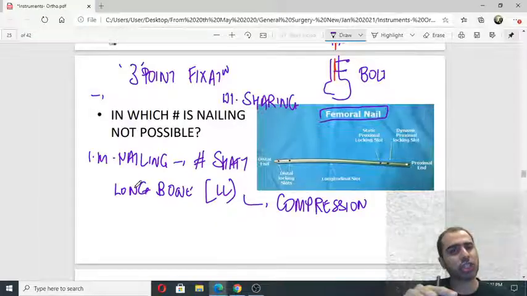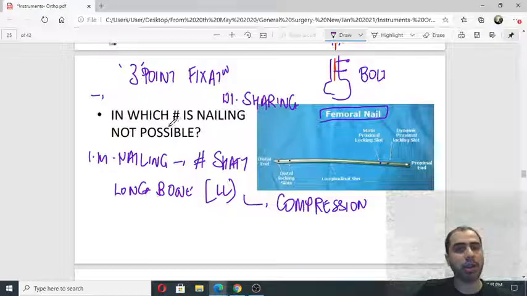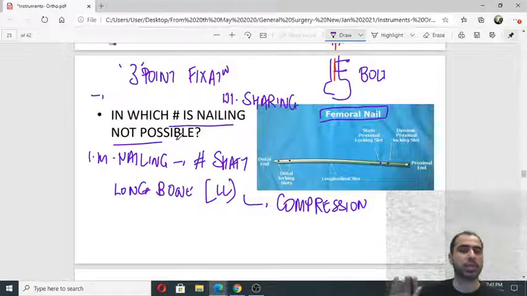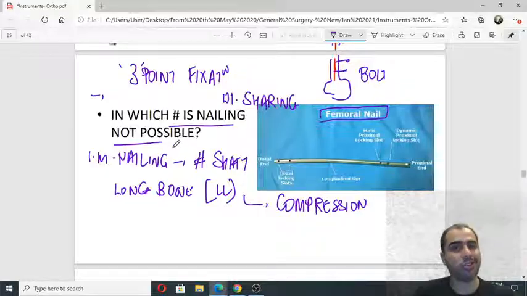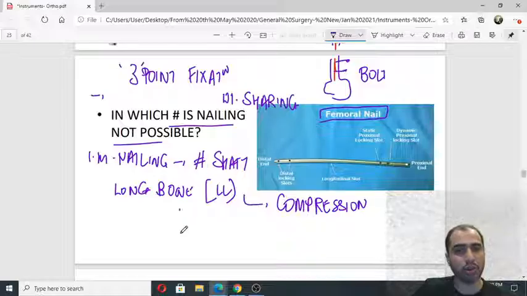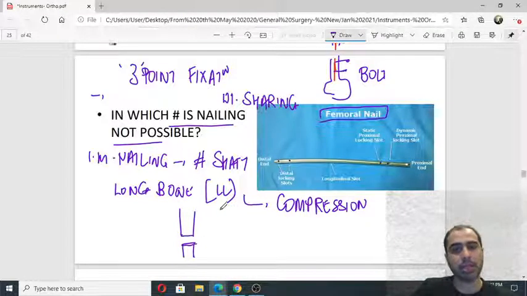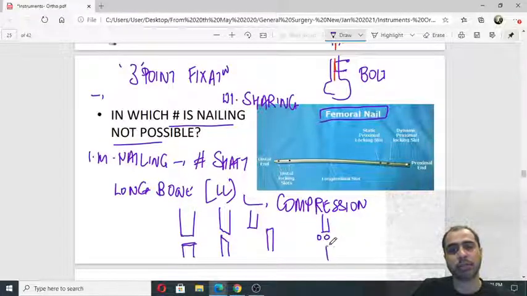So in which fracture of the shaft of a long bone is intramedullary nailing not possible? Last question for this topic. I'm talking about anatomical types. So you know the different anatomical types of fracture. There is a transverse fracture, then there is an oblique fracture, then there is a completely displaced fracture, then there is a comminuted fracture.